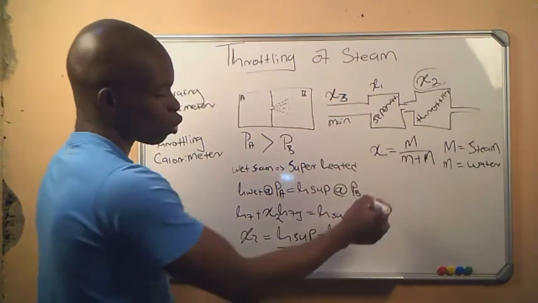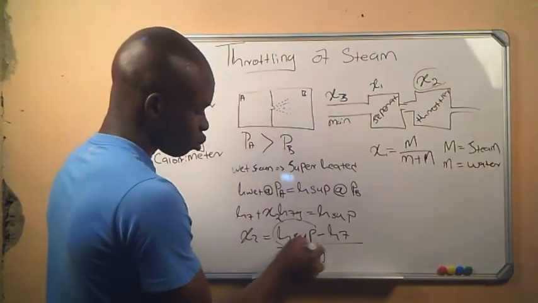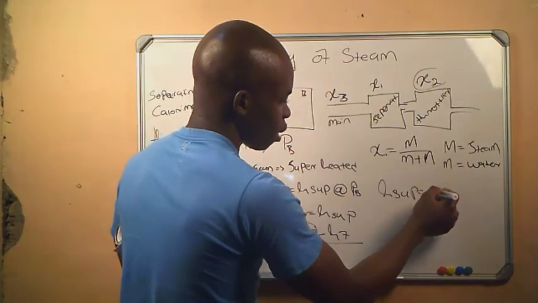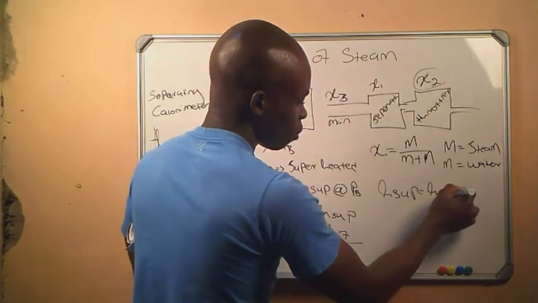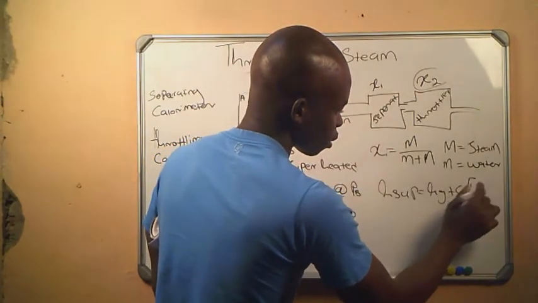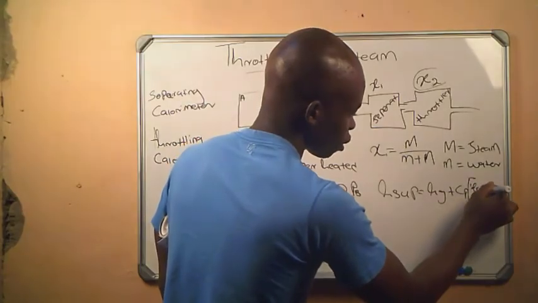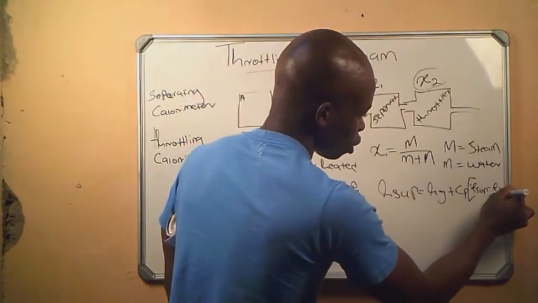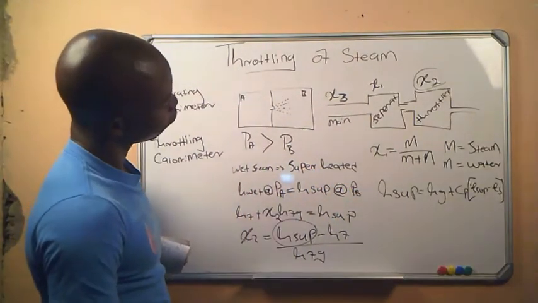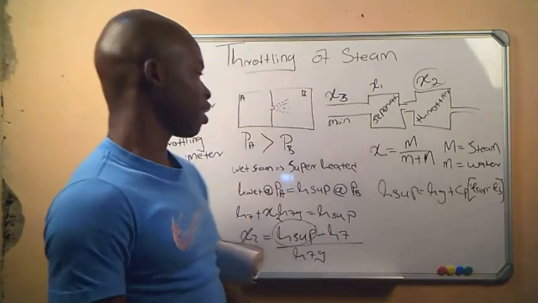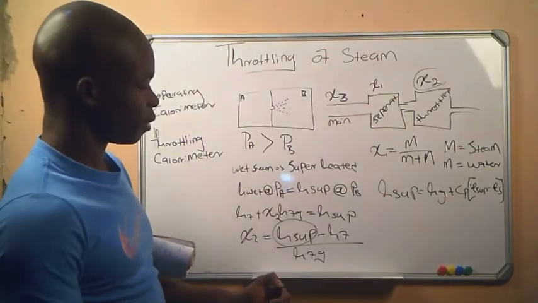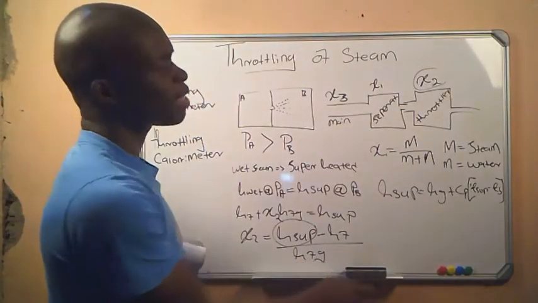This is h sup. We also know that the formula for h sup is given by hg plus Cp, times the temperature for superheated, T sup, minus the saturation temperature. So yeah, that's basically everything we are going to need when we are dealing with throttling of steam. Now we are ready to attempt a question.